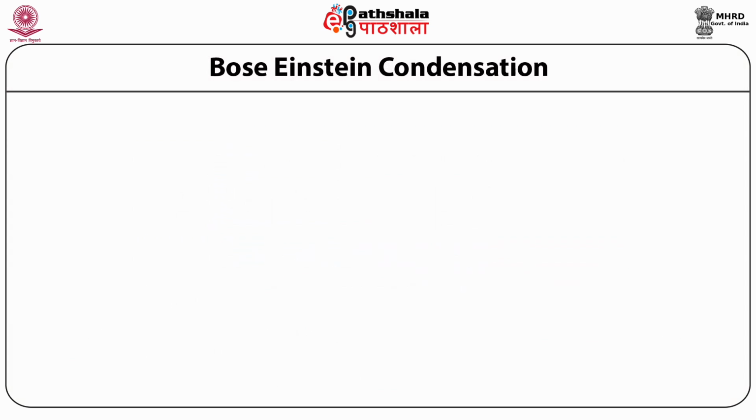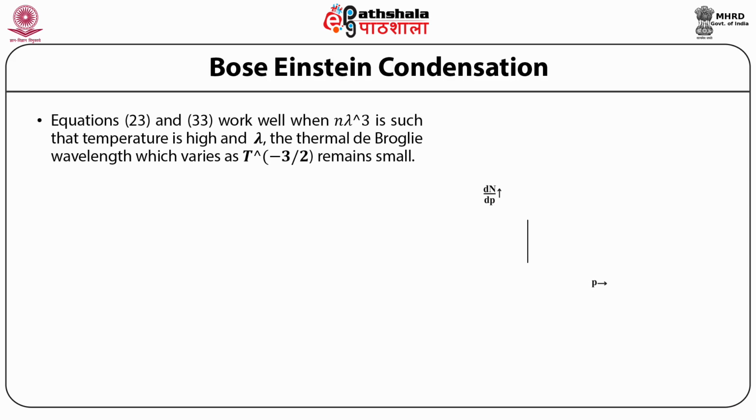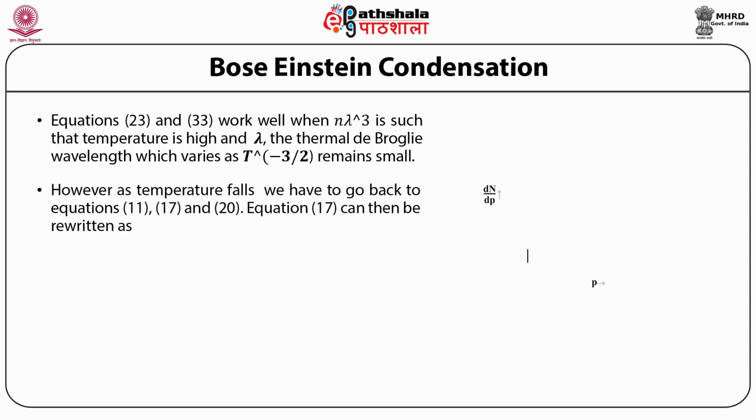Now we will focus our attention on Bose-Einstein condensation. Equations 23 and 33 work well when n multiplied by lambda cubed is such that the temperature is high and lambda, the thermal de Broglie wavelength, which varies as T raised to power minus 1/2, remains small. However, as temperature falls, we have to go back to equations 11, 17 and 20.